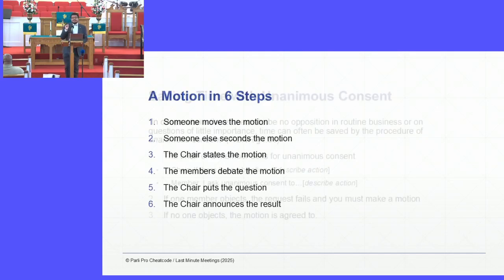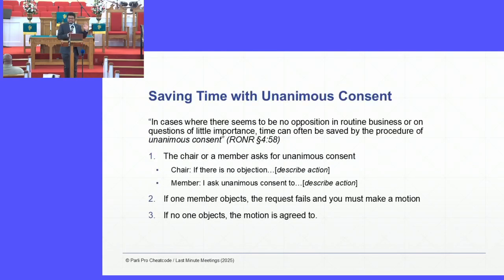One more slide. And so that was 6 steps. The question always is, Donald, how can we save time for those 6 steps? Here's the answer. There's a procedure called unanimous consent or general consent under Robert's Rules of Order. How does that work? Robert's Rules of Order says in cases where there's not a lot of opposition and it's routine business, or a question of little importance, you can save time by using unanimous consent. So how does that work? Step number 1.